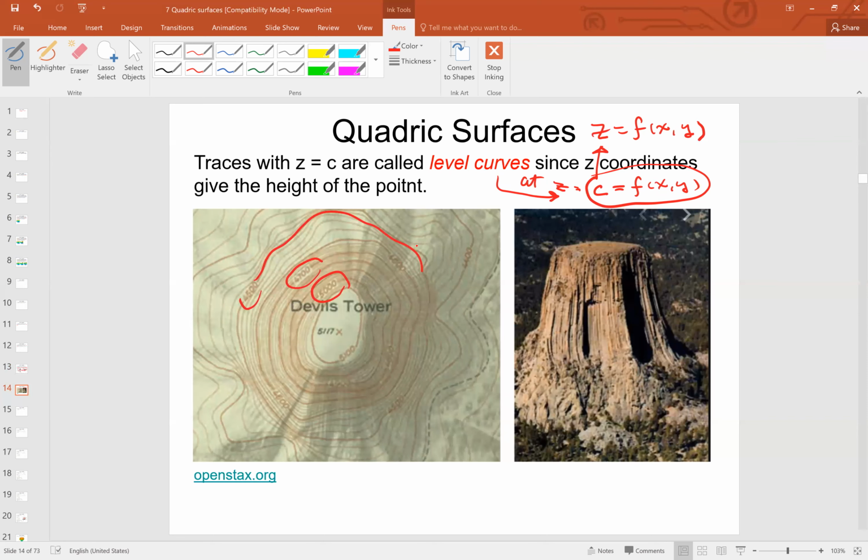If I have a function given in this form, z equal to f of x, y, I can produce a series of level curves. Then I can visualize what the surface looks like. And here, this corresponds to the surface of the Devil's Tower.